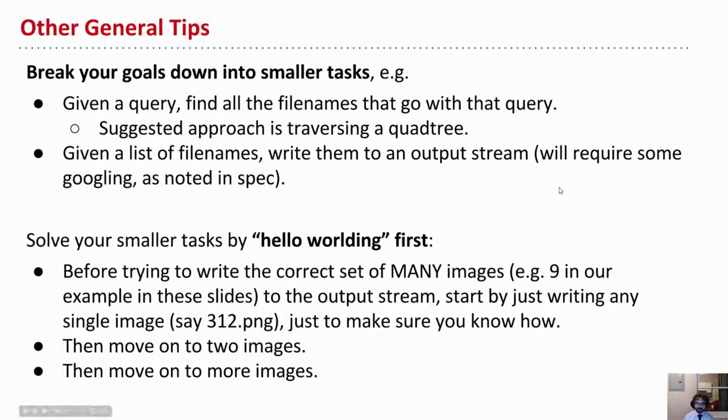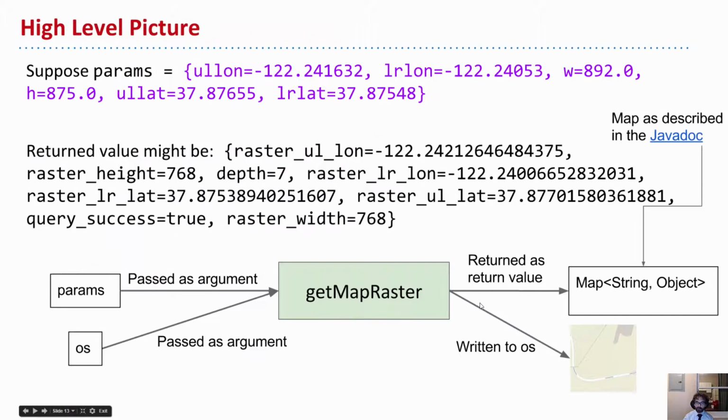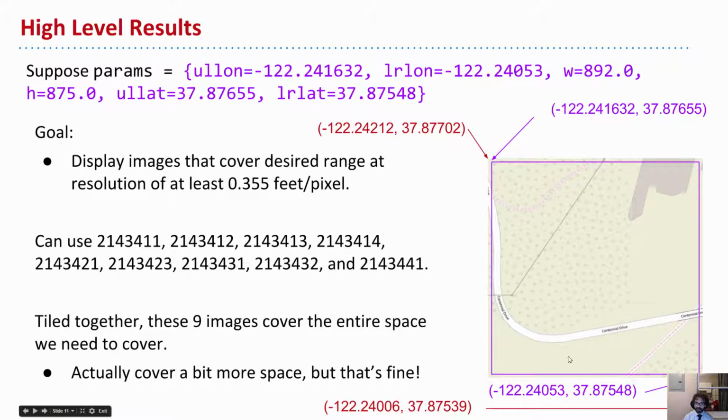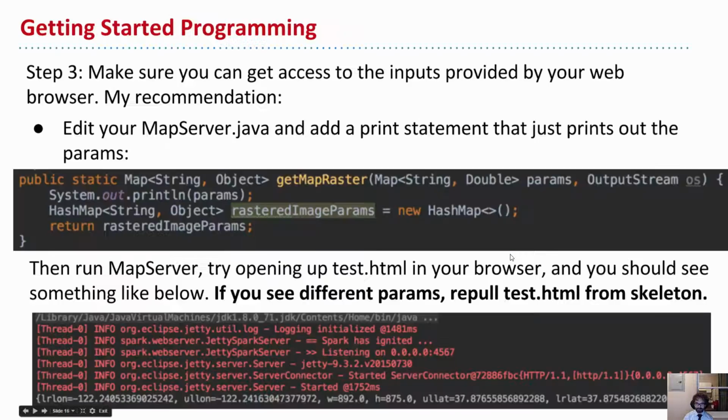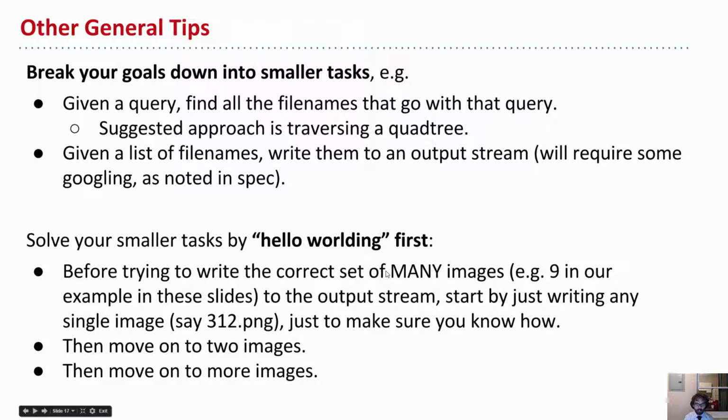So before trying to write the correct set of many images, that is, before trying to raster out this entire 9x9, maybe just try and write one of them, right? Write just some file, just to make sure you know how to get it to show up in the browser. And then once you do that, you've learned, it's like learning how to walk before you run. You're not just going to jump right out of the womb and start sprinting, right? It's just not how it works. You got to learn to crawl and then walk and then run. So make sure you're doing that, especially on this project.